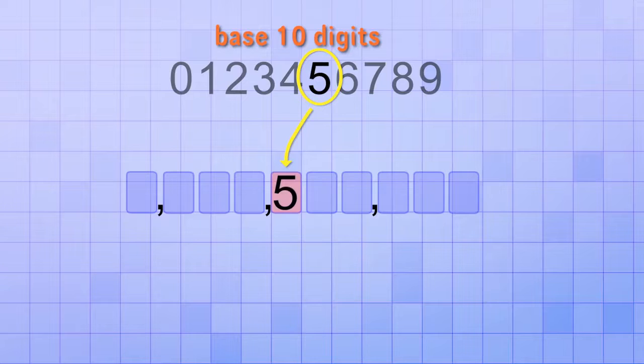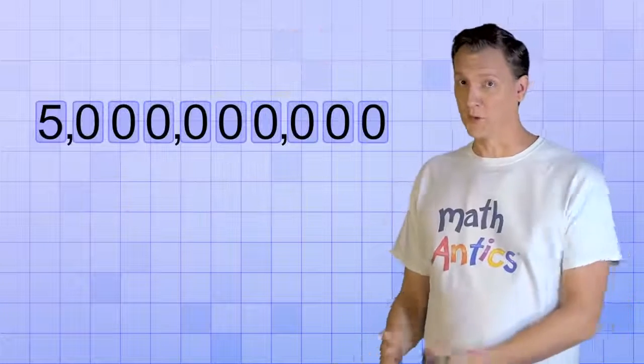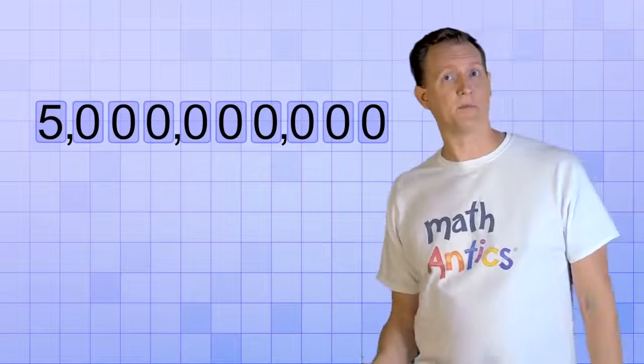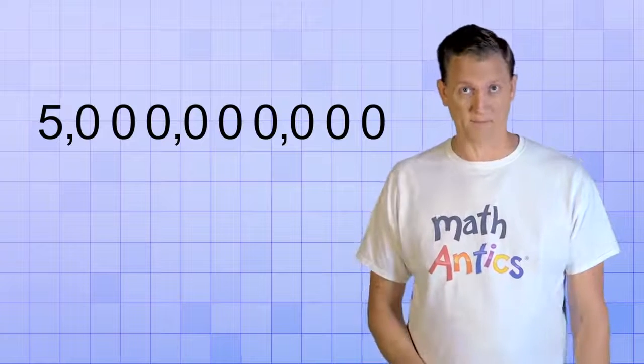And it's the same for bigger number places. A 5 in the 100,000s place means 500,000. And a 5 in the billions place means 5 billion. See how a digit's place affects its value? Of course, when we work with numbers in math, most of the time the number places are invisible, but the underlying pattern is always the same.